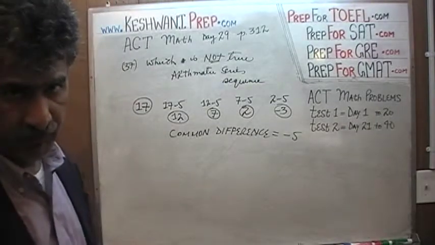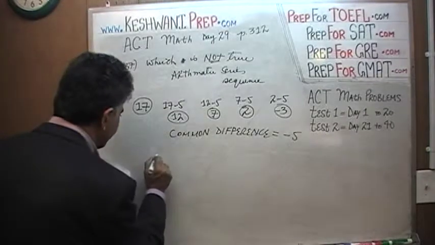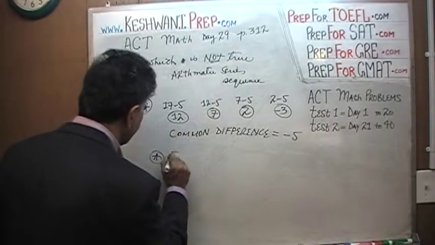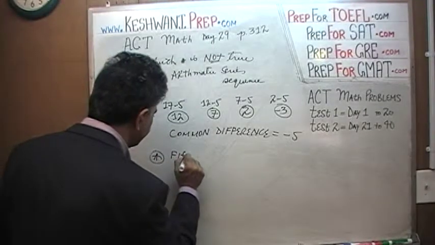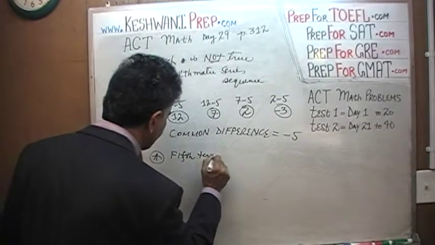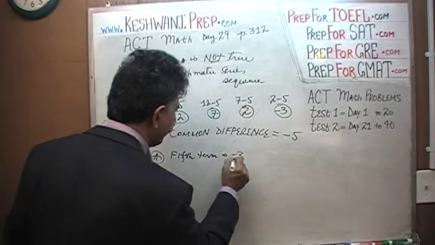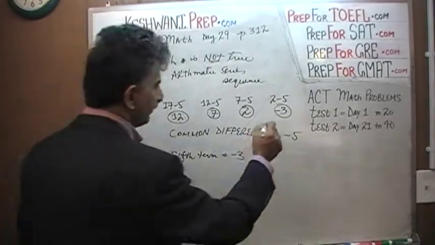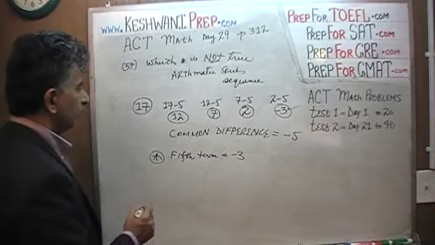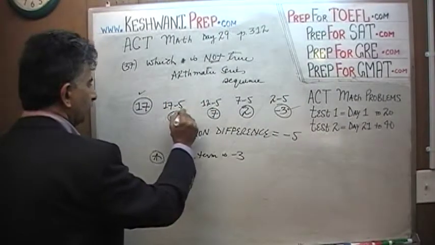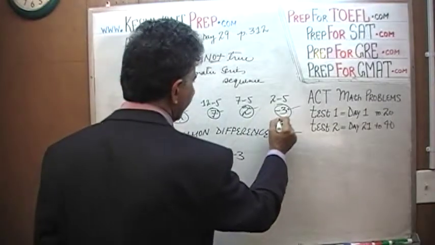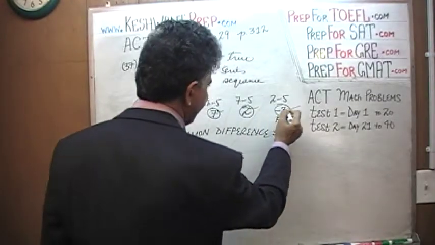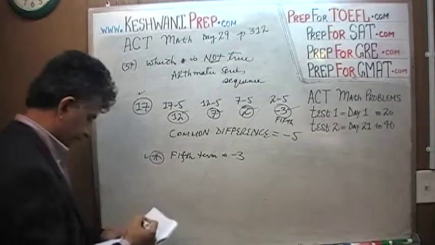Let's look at the answer choices, shall we? Enough of the talk. The first answer choice says the fifth term is negative 3. We just found it. This was 1, 2, 3, 4, and that's the fifth term. And that is negative 3, so that is correct.